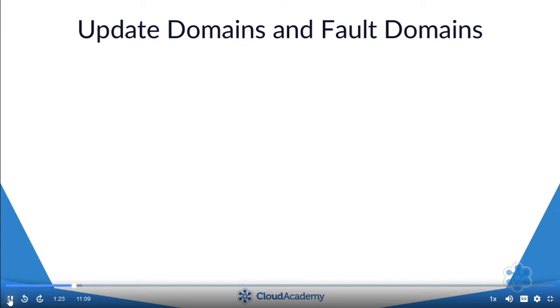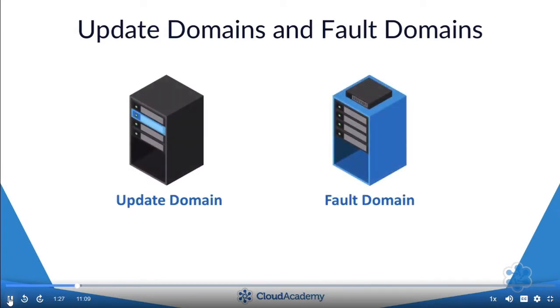Because of these two possible causes for outages, Azure has the concept of update domains and fault domains. These correspond to the two types of outages I just mentioned. To ensure that your solutions remain available during a planned maintenance event, you can use update domains. Update domains put virtual machines into groups where the VMs can be rebooted at the same time.